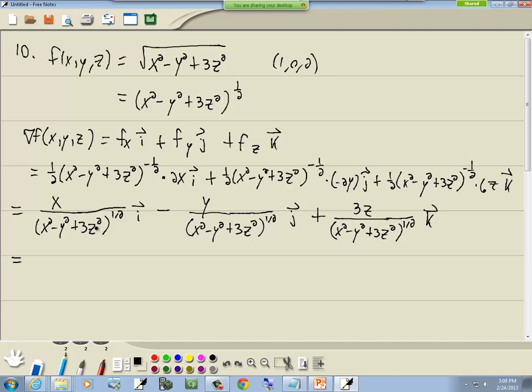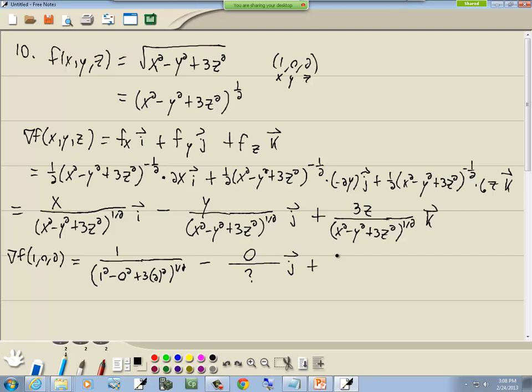Well, let's plug in 1, 0, 2. This isn't going to come out nice. Let's plug in our point now. This is our x, y, and z. So then del f at 1, 0, 2. x is 1, so we'll have 1 over the square root of 1 squared minus 0 squared plus 3 times 2 squared, all to the 1/2, i, minus y is 0. So we're going to have 0 over something. I don't care what it is, because that's going to disappear, j, plus z was 2, so we've got 3 times 2 over the square root of 1 squared minus 0 squared plus 3 times 2 squared, k.